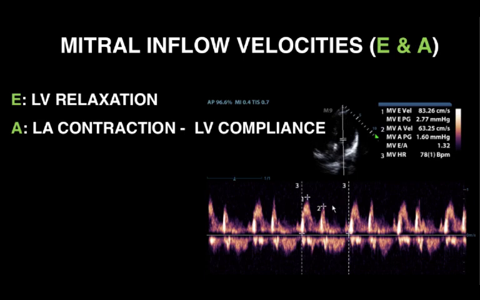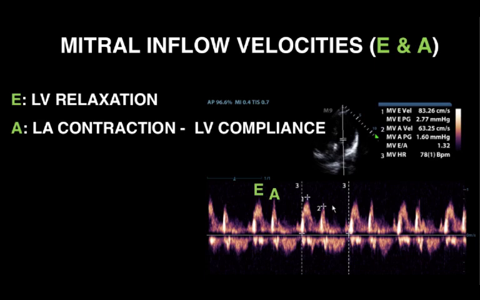The E wave is a reflection of the left ventricle's ability to relax, and the A wave is essentially a marker of the interaction between the left atrial contraction and the LV compliance. So that's the E wave and that's the A wave. That's how they normally look.